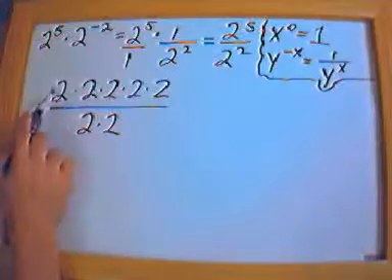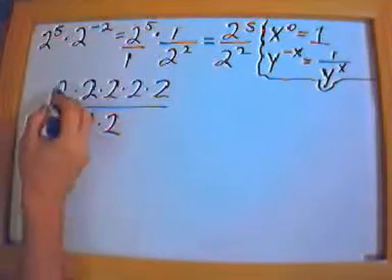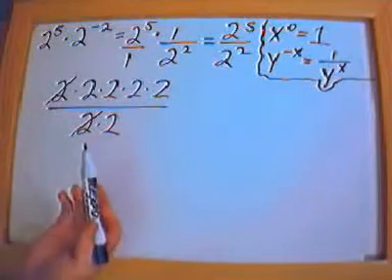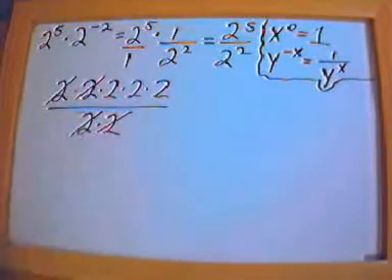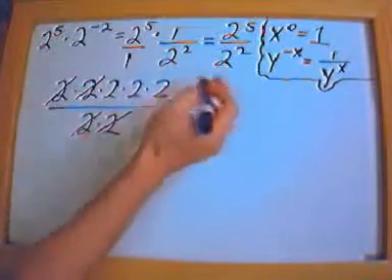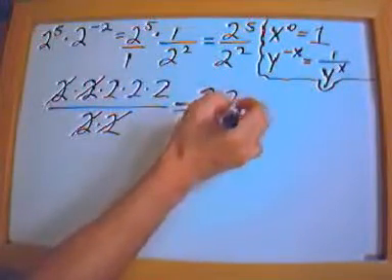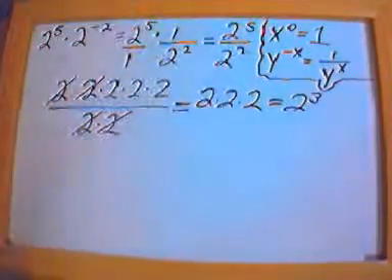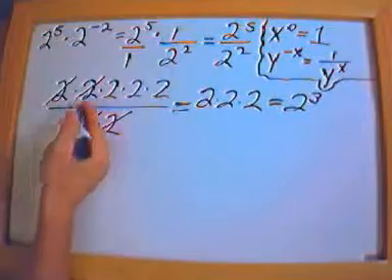Now in fractions like this, when I have lots of things multiplied together, anything on the top can cancel with the same thing on the bottom, because I've got 2 over 2, that's 1. I cancel this 2 with this 2, that's 1. So on the bottom I'm simply left with 1, and on the top I'm left with 2 times 2 times 2, which is 2 to the 3rd. That's the long and drawn out way to simplify this.